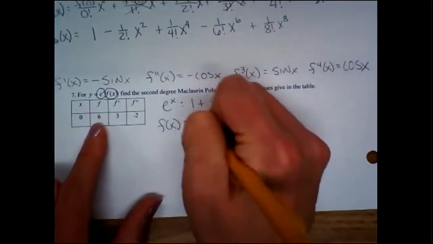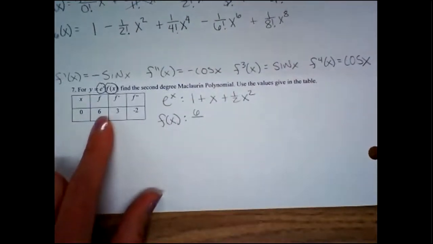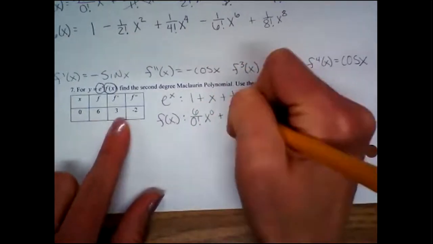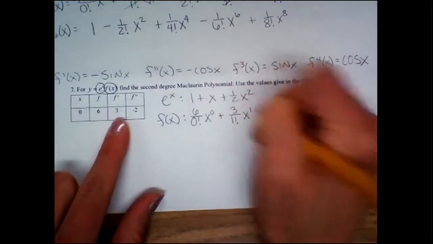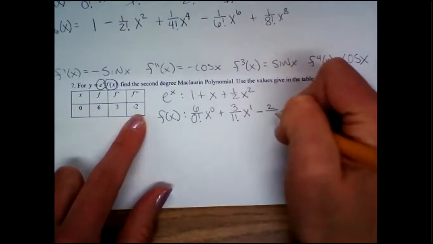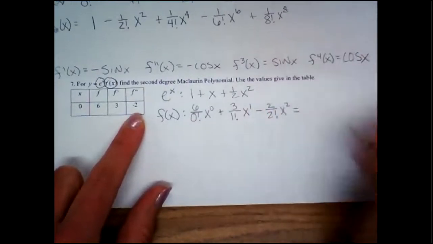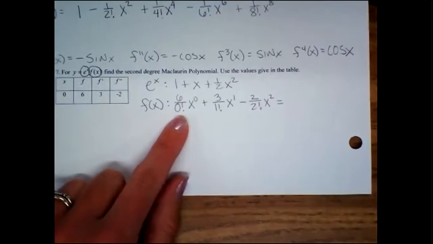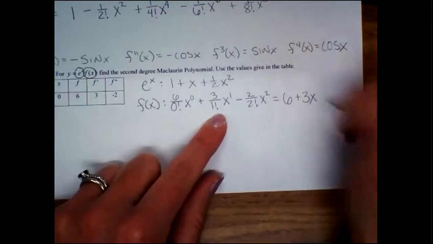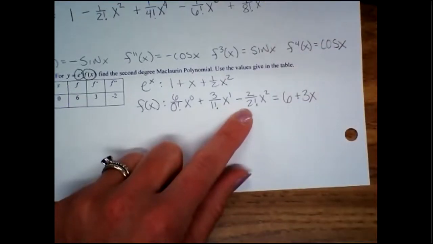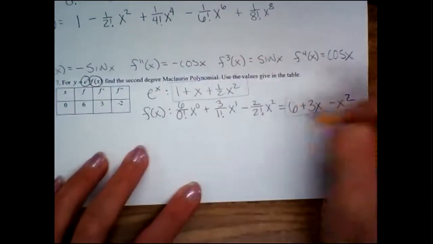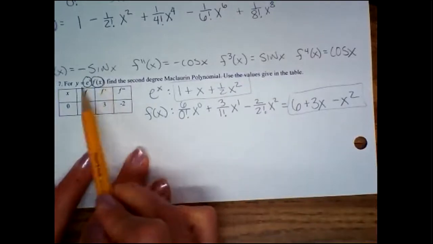So it'll be 6, which I'm getting from the table right there, over 0 factorial x to the nothing. And then 3 over 1 factorial x to the first. And then minus 2 over 2 factorial x to the second, which let's simplify that down. The entire first term will just be 6. And then this would be 3x. This would cancel, so just minus x squared. So these are the two functions, the e to the x and then the f of x. All you have to do is multiply them together.